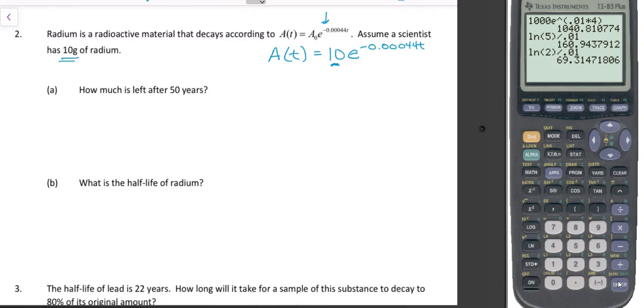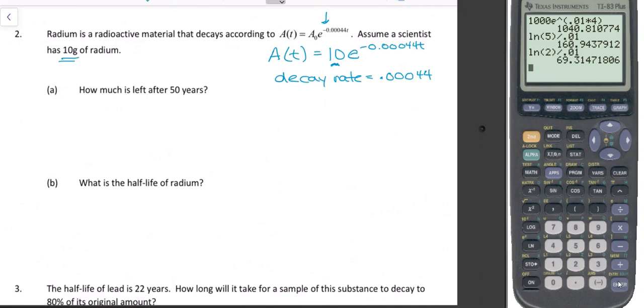And of course, my decay rate is going to be that decimal. So my decay rate is 0.00044. You do not include the negative when you actually state what the decay rate is. That negative is part of that being a decay formula, but the rate itself is just the decimal without the negative sign. Okay, so the question asks how much is left after 50 years.